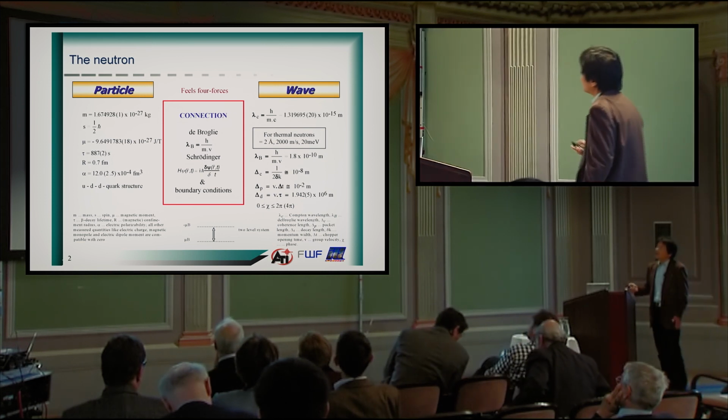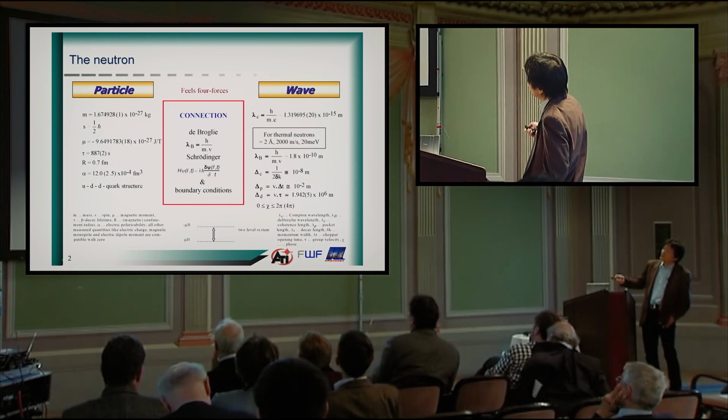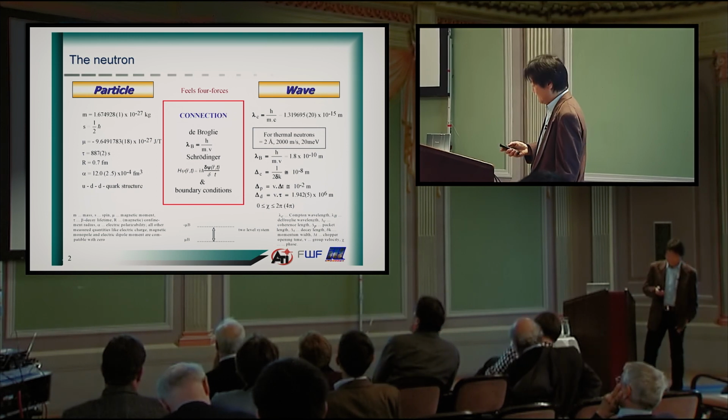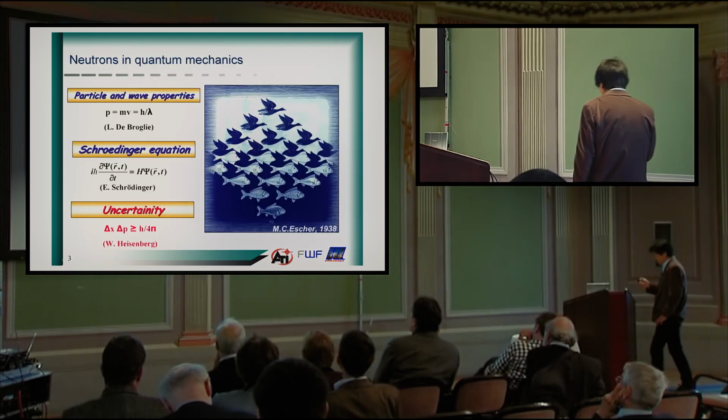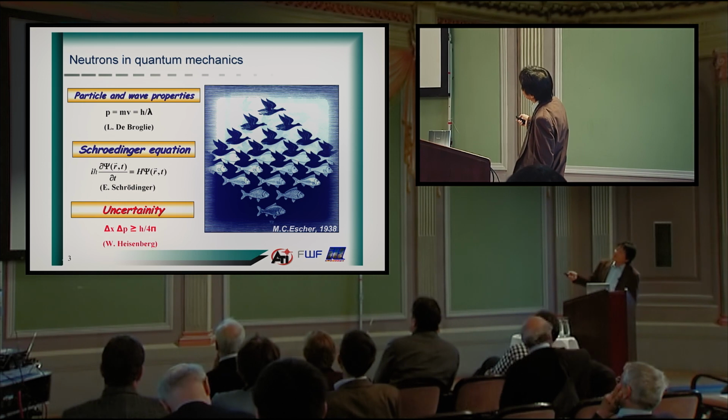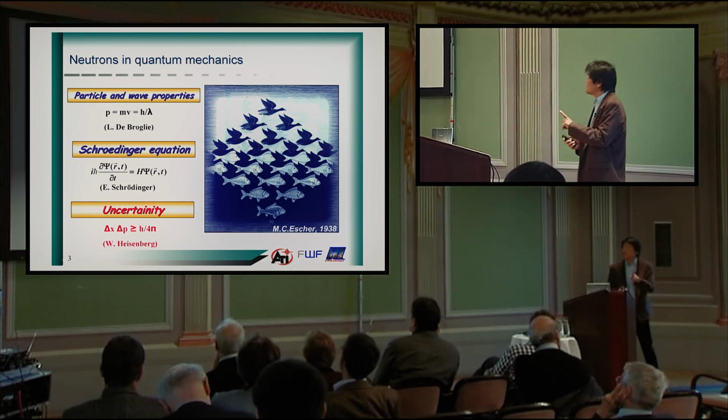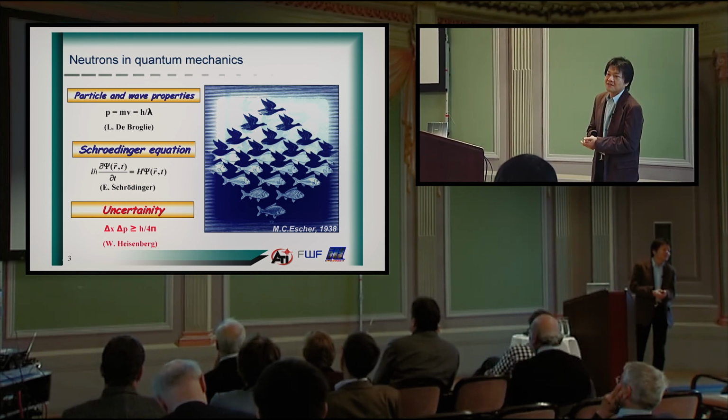The neutron has a de Broglie wavelength. Then they follow the Schrödinger equation. Neutrons have wave and particle properties, and that is very important. They follow the Schrödinger equation.